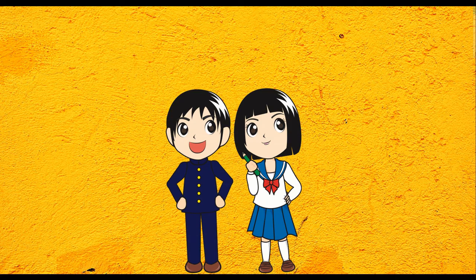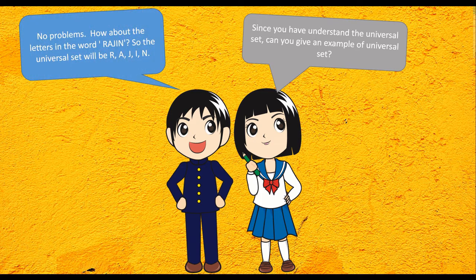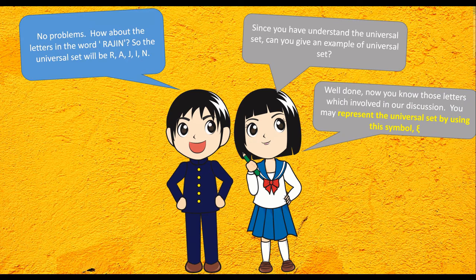Next, we look at the conversation again. Since you have understood the universal set, can you give an example of the universal set? No problem. How about the letters in the word Rajin? So the universal set will be R, A, J, I, N. Well done. Now you know those letters which are involved in our discussion. You may represent the universal set by using this symbol. This symbol is called the universal set.